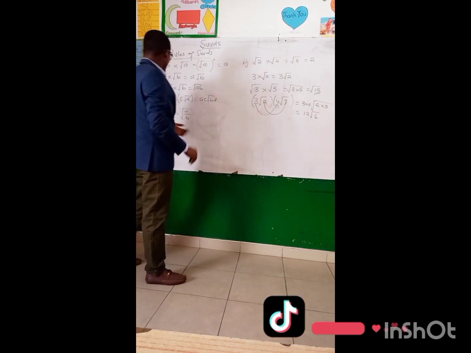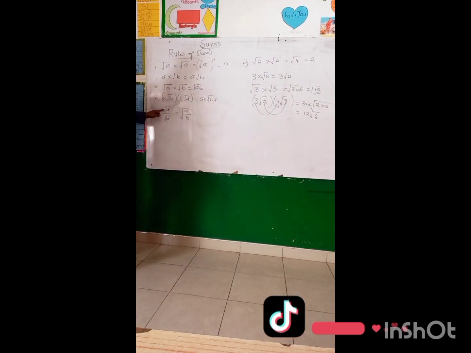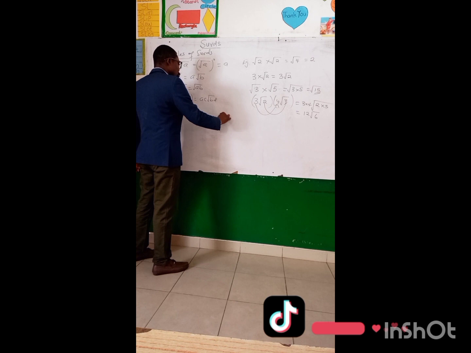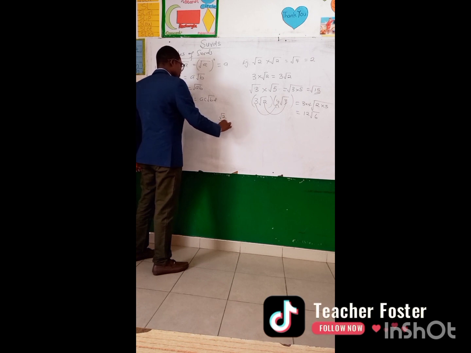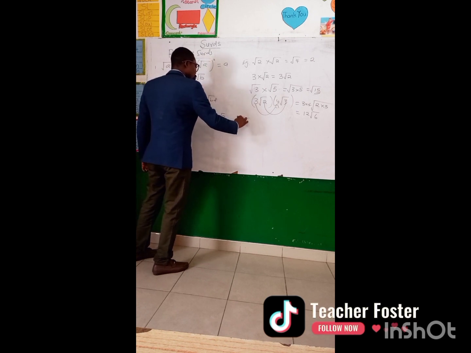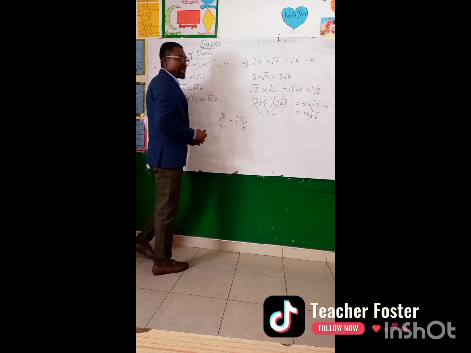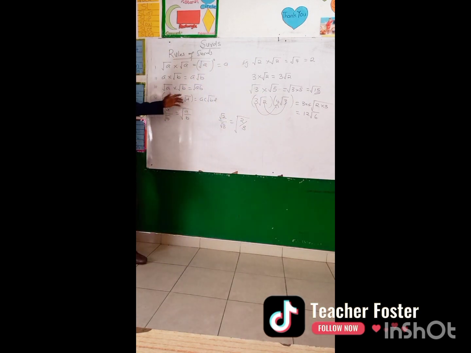Alright, now let's come to the last one. Root a over root b. We are saying that it's the same as square root of a over b. So for example, if I'm finding root 2 over root 3, this is the same as square root of 2 over 3. So these are the rules that we'll be using in solving questions under surds and apply them to some concept of surds.